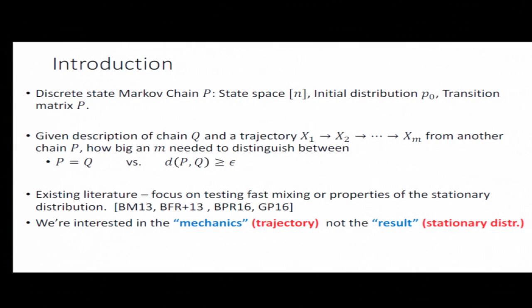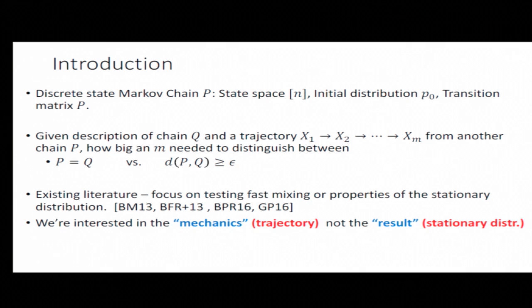There exists some literature which explores property testing and estimation questions in the Markovian setting. However, this has focused mainly on testing either the mixing properties of the chain or the properties of the stationary distribution. In our work, we're more interested in how we got there, that is, what we call the mechanics of the chain rather than the end result. This problem is much richer, and in particular, two chains with the same stationary distribution can have very different trajectories.